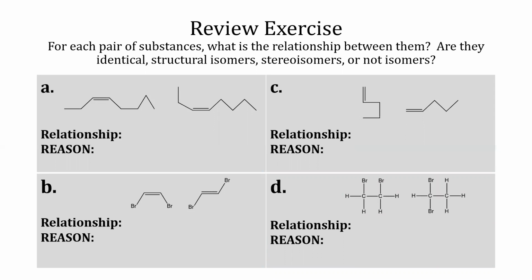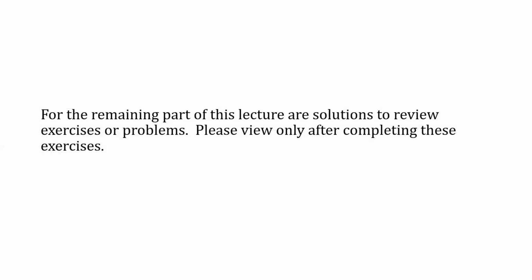Here is a review exercise for you to work on. For each pair of substances, what is the relationship between them? Are they identical, structural isomers, stereoisomers, or not isomers? See the structure pairs for A through D. For the remaining part of this lecture are solutions to review exercises or problems. Please view only after completing these exercises.